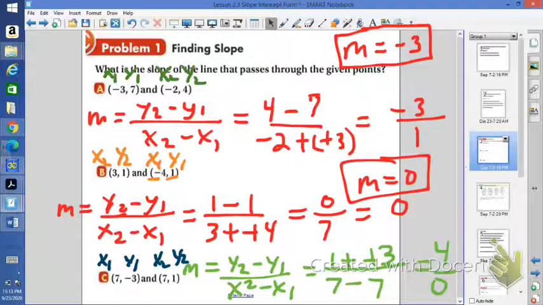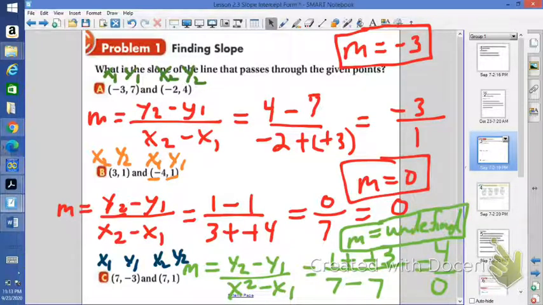Now, whenever I'm dividing by 0, my slope is undefined. So we have an undefined slope because we're dividing by 0 in part C.